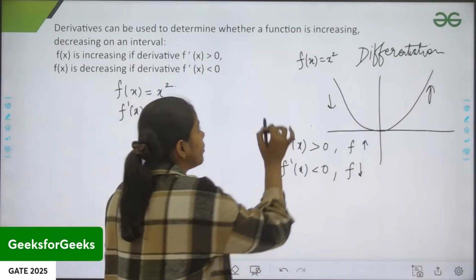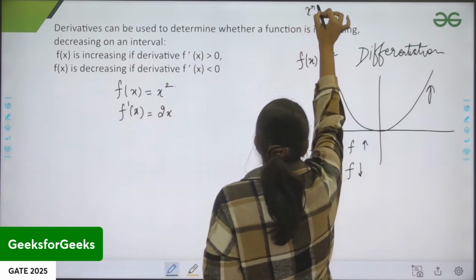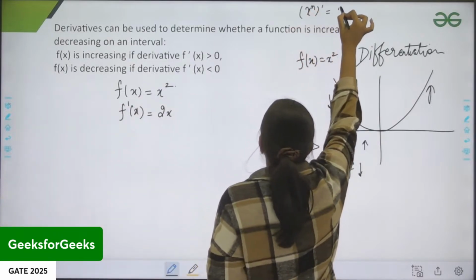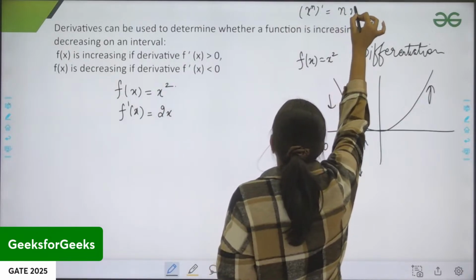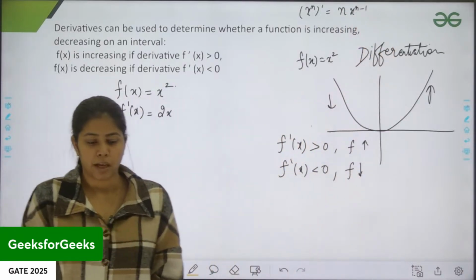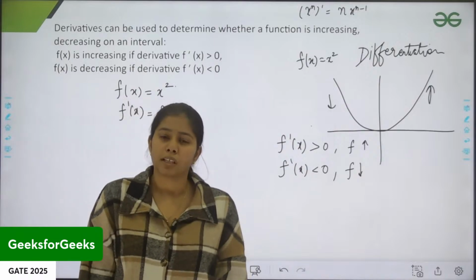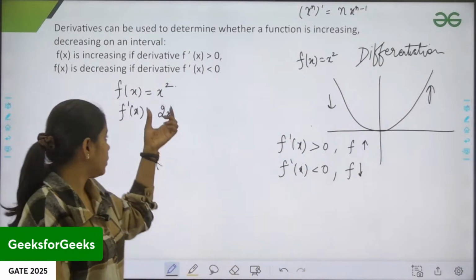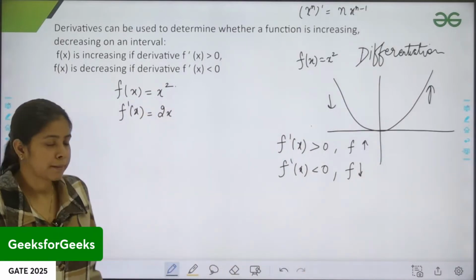Everybody knows, because we know that differentiation of x to the power n is n x to the power n minus 1. This is a differentiation formula. I hope everybody knows what is the differentiation formula here. So differentiation of x square is 2x.